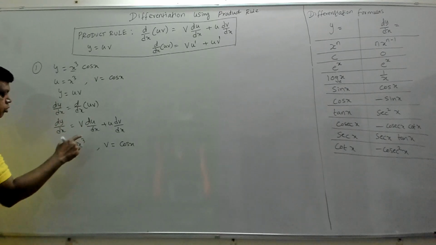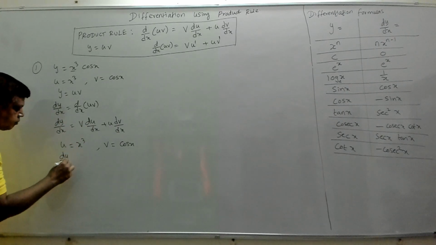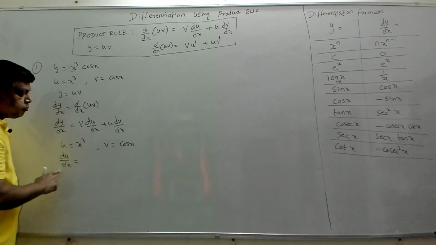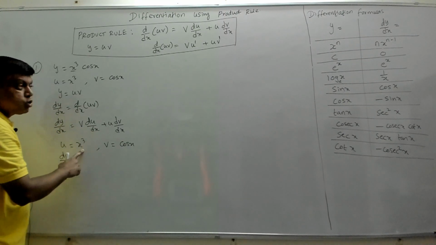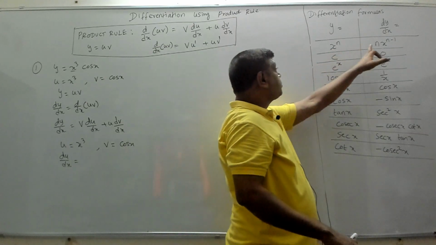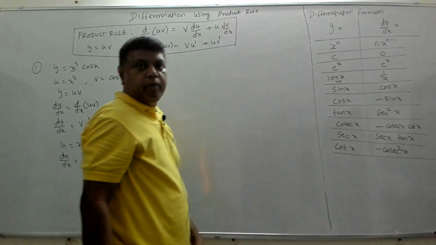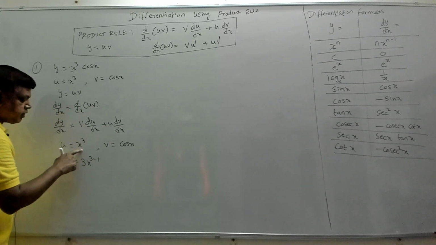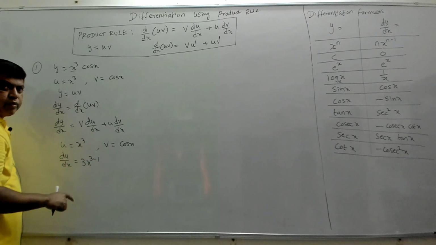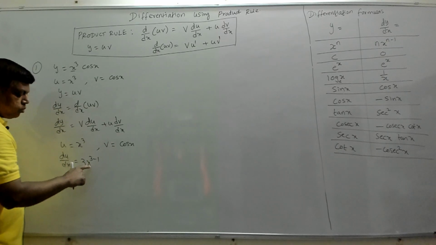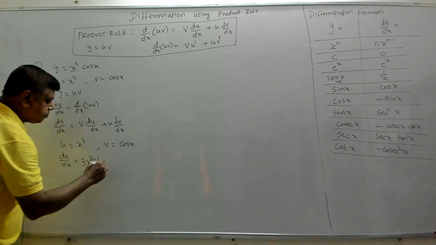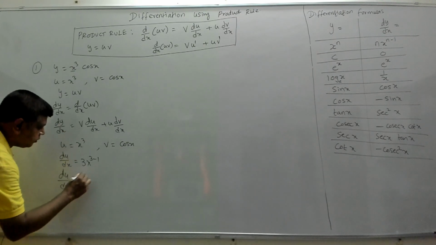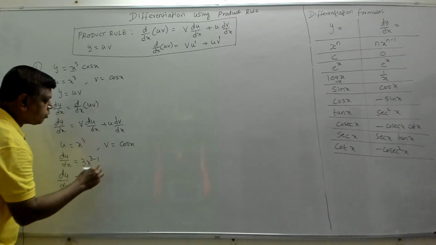Now we need to find du/dx. When I differentiate u, I get du/dx. So we have to differentiate x cube. It is of the form x power n, and the derivative of x power n is n x power n minus 1. Here n is 3, so when you differentiate, you get 3 x power 3 minus 1. So du/dx becomes 3 into x square, since 3 minus 1 is 2.